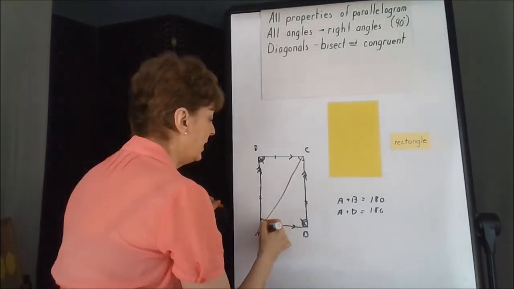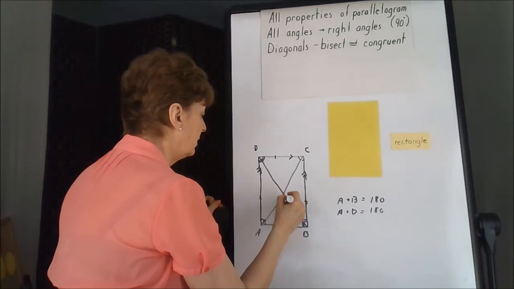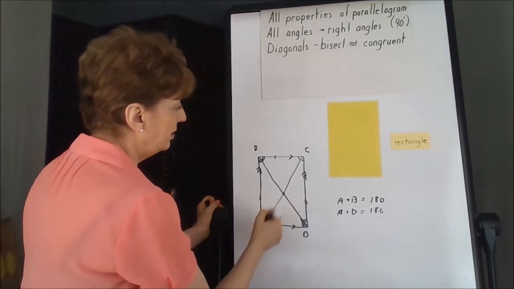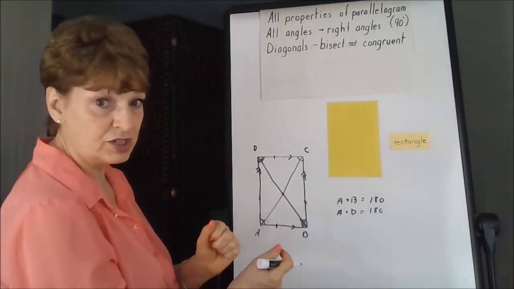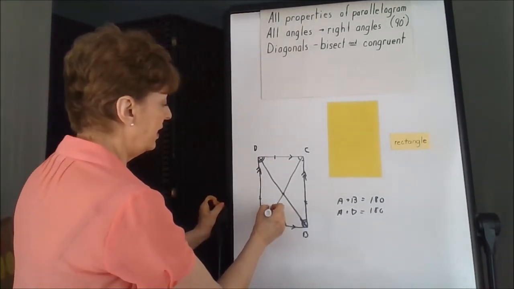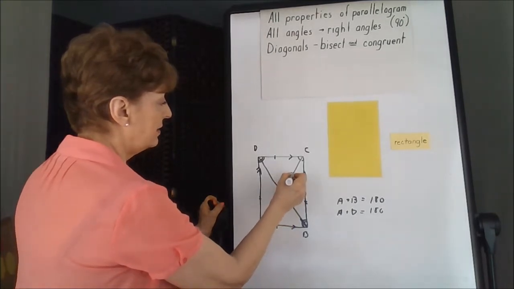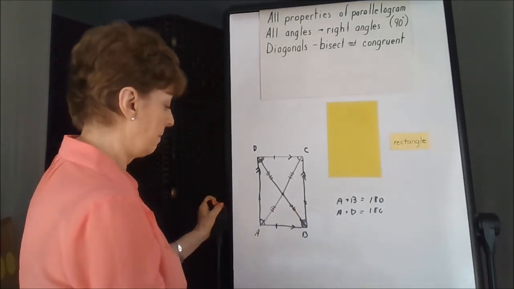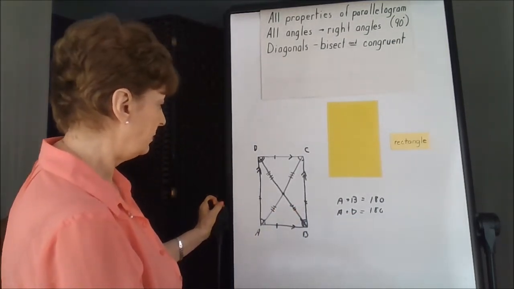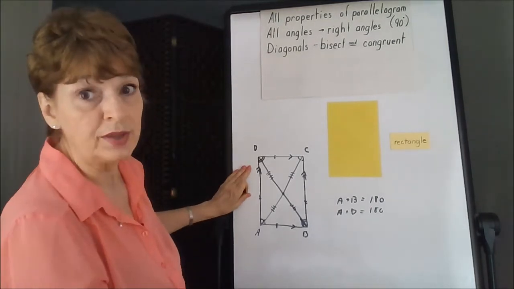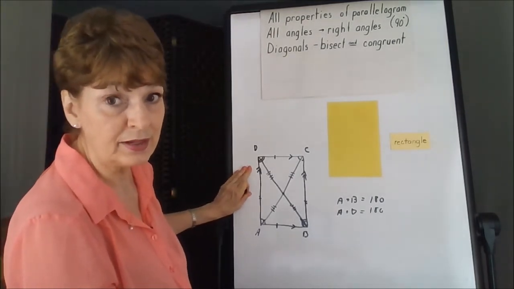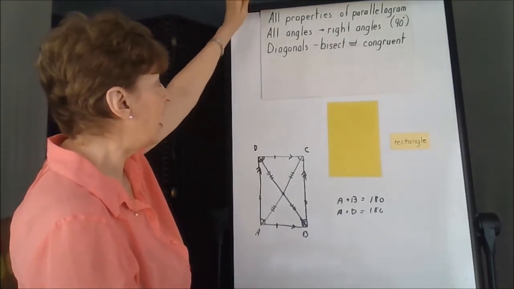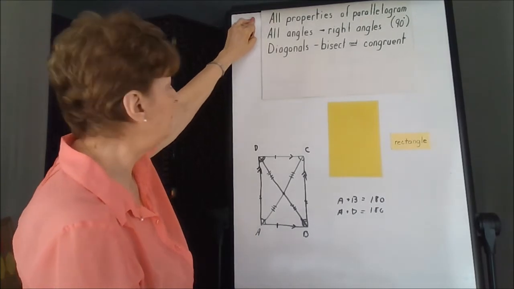These diagonals meet right in the middle, which means that this point right here bisects where they cross each other. It makes this side of the line the same as that, and it makes this side the same as this. So those are all the attributes then of the parallelogram that we discussed before. So check that off, all properties of the parallelogram.